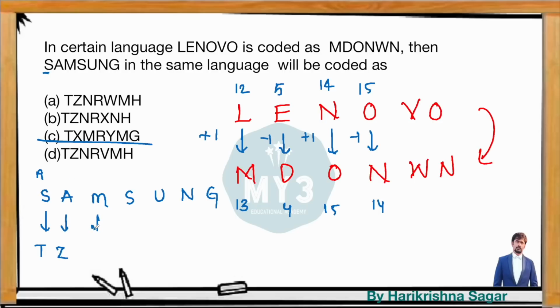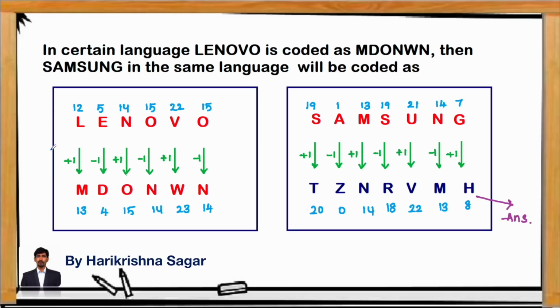And M becomes N. S will go backward by 1, so it will be R. And U will go forward by 1, so it will be V. So only one option has V, so you can directly mark the answer as option D. I hope you are able to understand, or otherwise look at the solution, and you will get clear clarity.